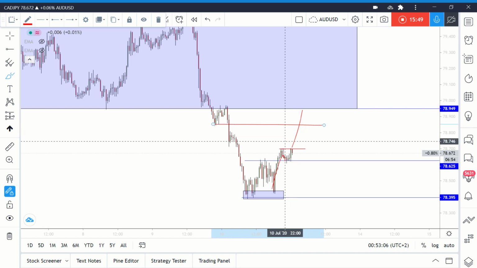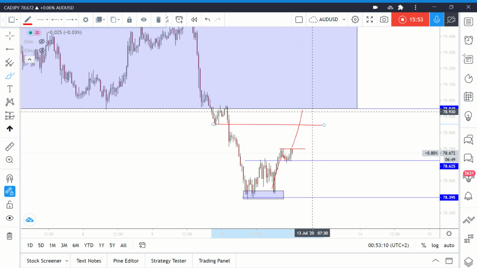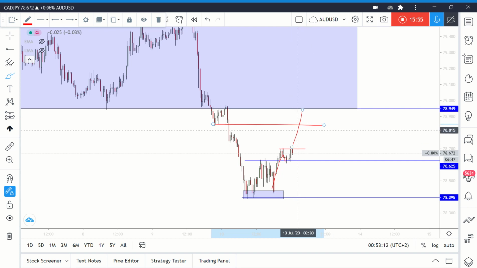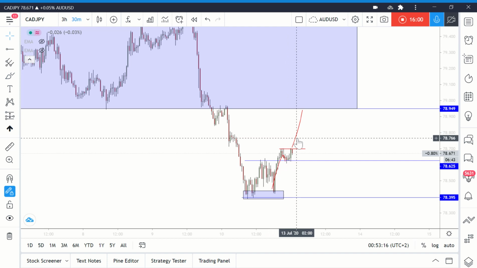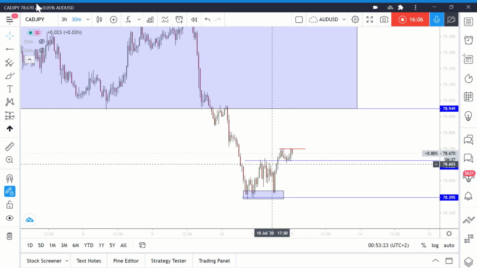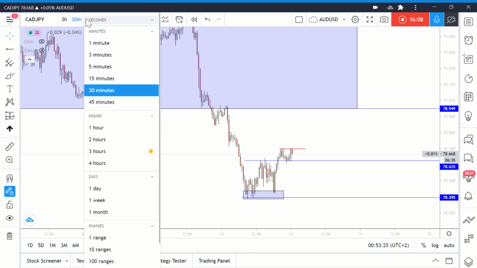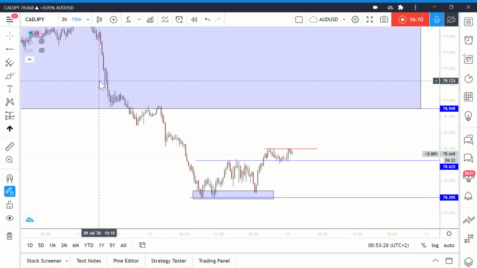Then once price gets here, I'll be looking for price action confirmation. I'll be looking at candlestick formations and so forth. And that's where I'll be looking for short positions. But at the moment, I am actually looking for long positions once we get a break of this current resistance area here. Let me just go to a 15-minute time frame.